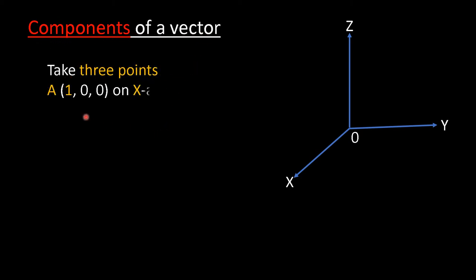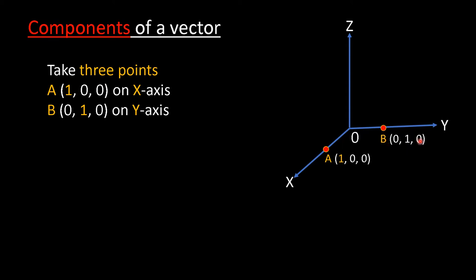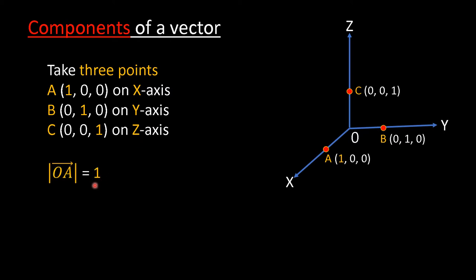Take 3 points: A (1, 0, 0) on the x axis, B (0, 1, 0) on the y axis, C (0, 0, 1) on the z axis. Clearly, magnitude of vector OA bar will be 1. Magnitude of vector OB bar will be 1. And magnitude of vector OC bar will also be 1.